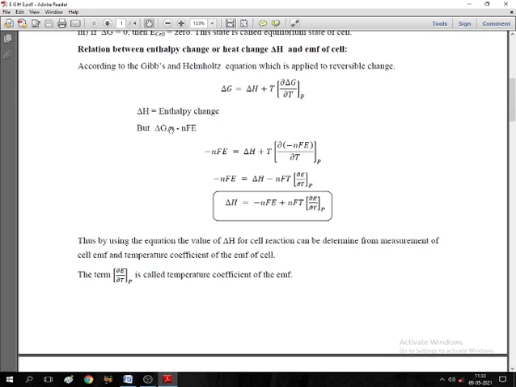Now as we derived this equation, that is delta G is equal to minus nFE, we have just derived this equation.